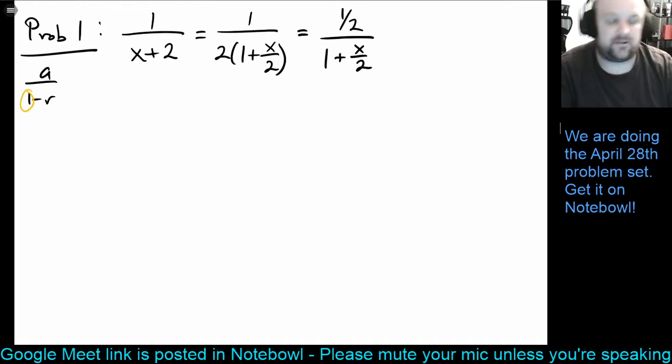Now, the other part is I need it to be 1 minus something. This is 1 plus something. What can I do, or any suggestions on what I could do to change this plus into a minus, in order to get 1 minus something? See what we can do there?